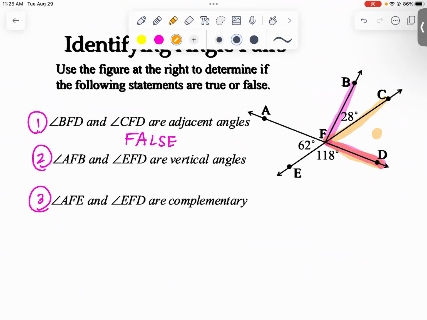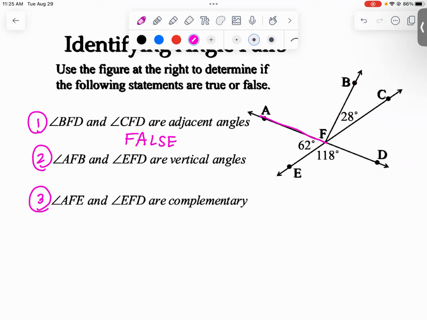So instead, if I wanted an adjacent angle, we would take this guy right here with this guy right here. You see the difference? Okay. That's why we're talking about this.